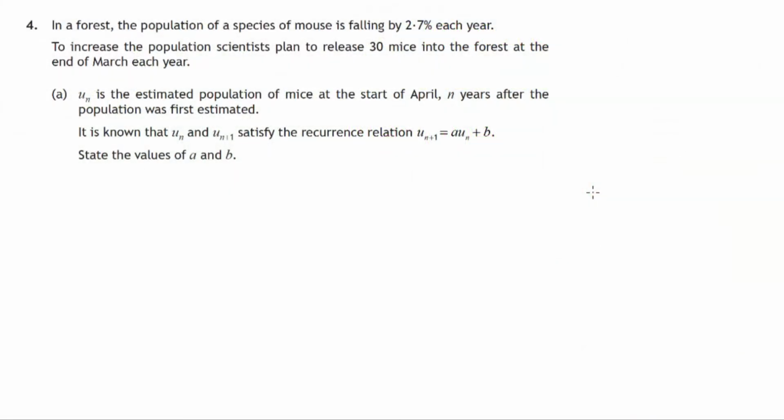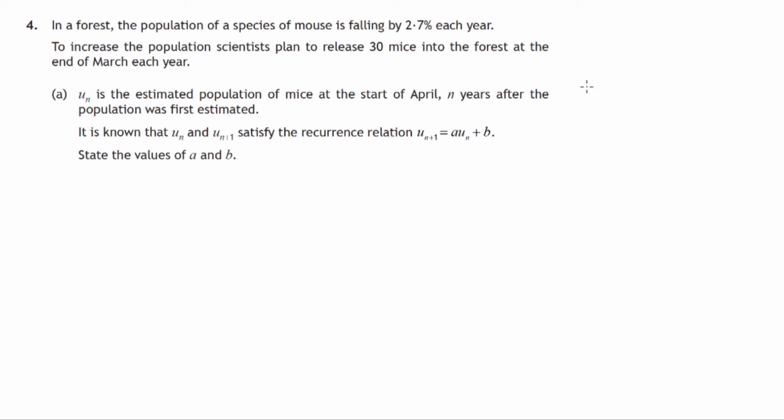just occurs here. In this question, we're in a forest filled with mice. Between 1 year and the next, there's a fall in the population by 2.7%. Scientists come along, add 30 mice each year, wonder what on earth is going on after that. Is we're going to get a stable population or whatever? The population, if they were going down 2.7% each year, is going to vanish eventually. But this release of 30 mice each year complicates matters.